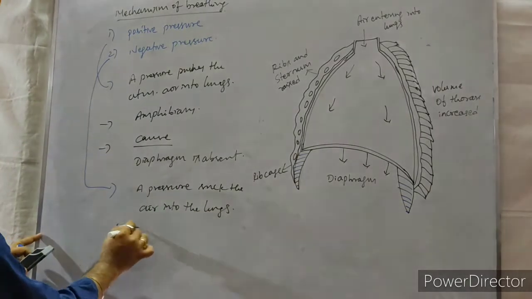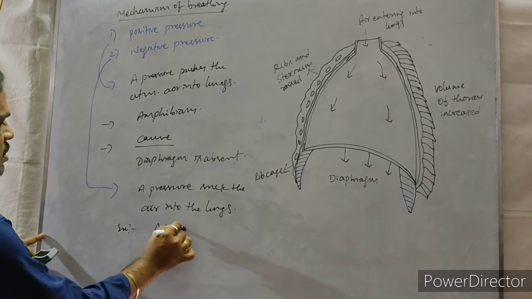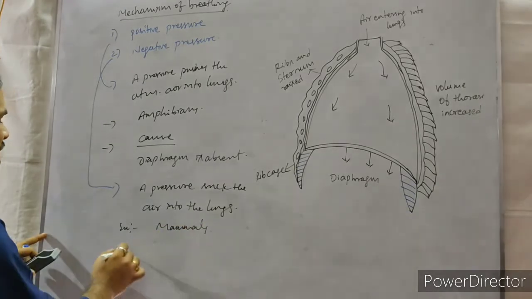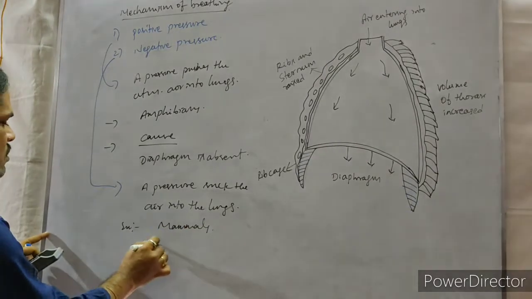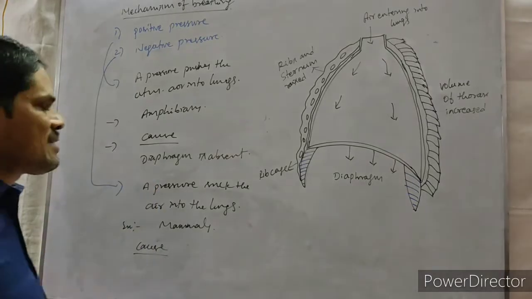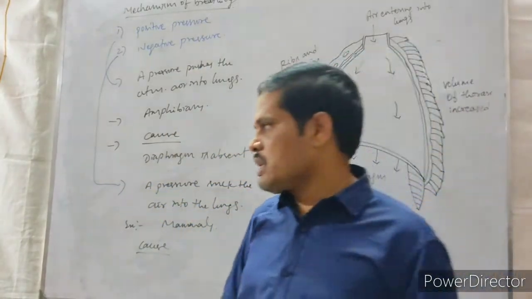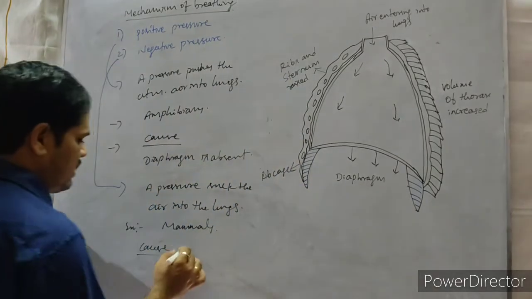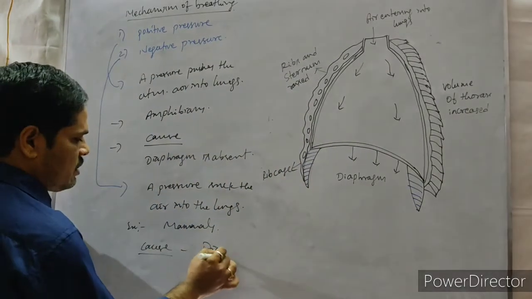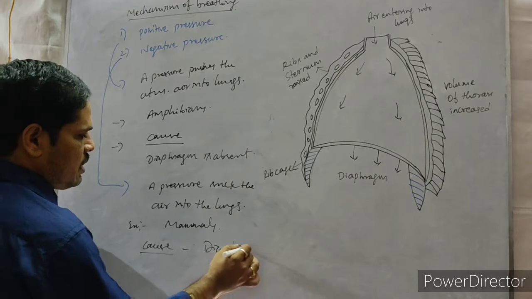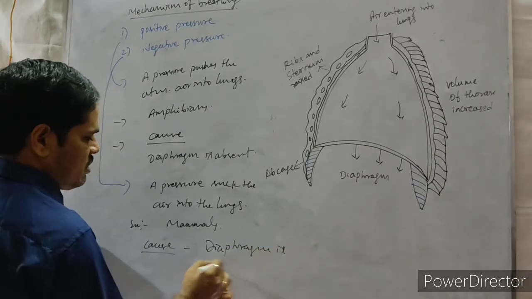A common example is mammals. Why does this happen? What is the cause of the pressure that sucks the air into the lungs from the atmosphere? What is the cause? The diaphragm is present here.